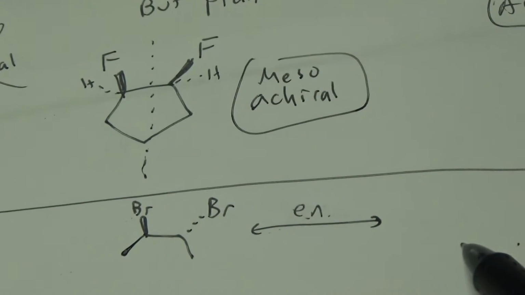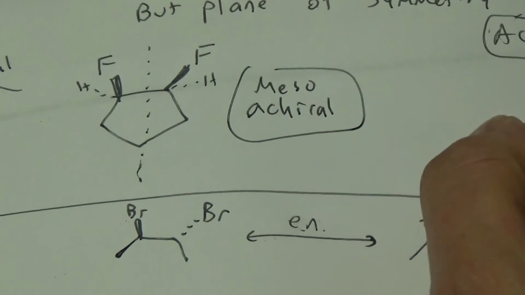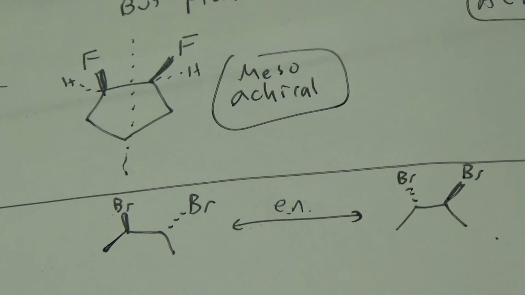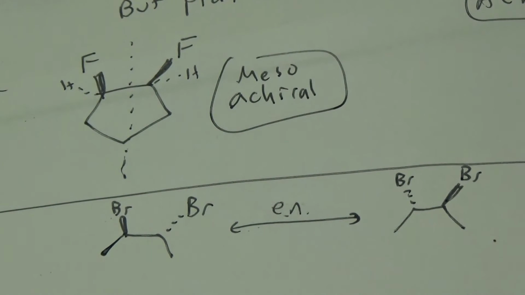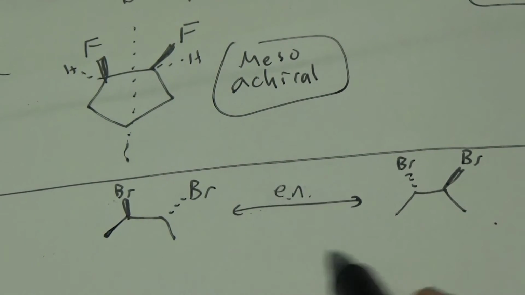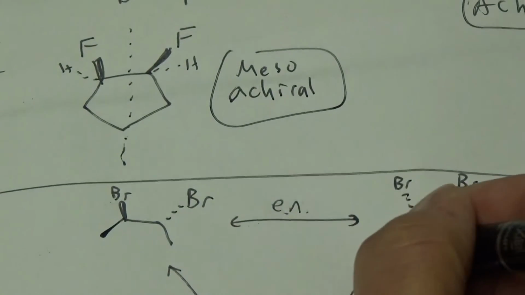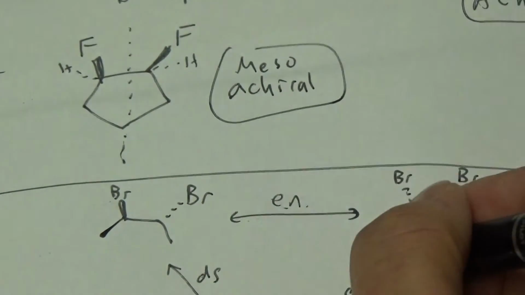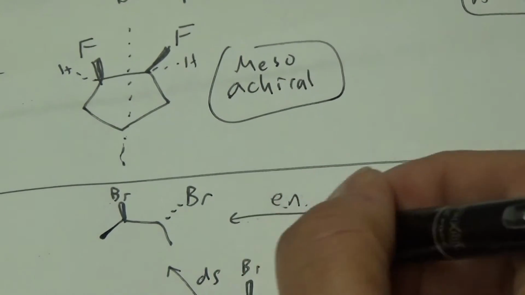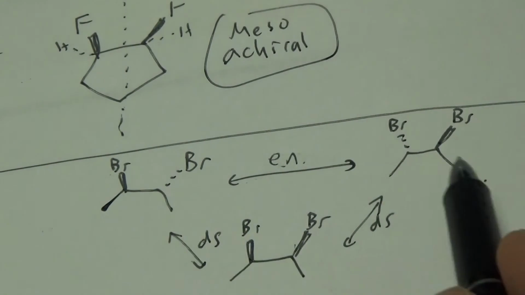And what's the enantiomer look like? I'm just going to keep the orientation the same, and just say, okay, well, Br, Br. All right. And so yeah, those are a nice pair of enantiomers, chiral molecules. But these guys are diastereomers with what? With that. Both of them are diastereomers of that.